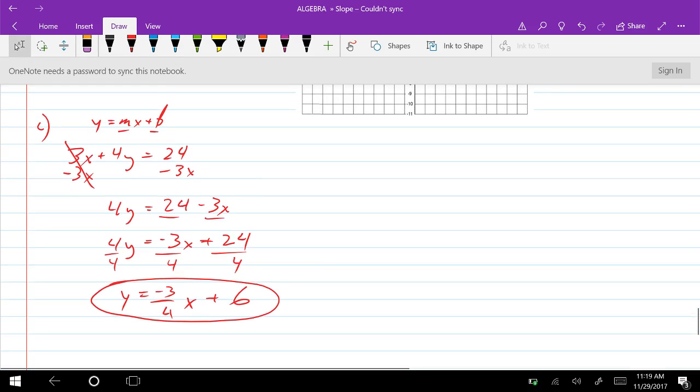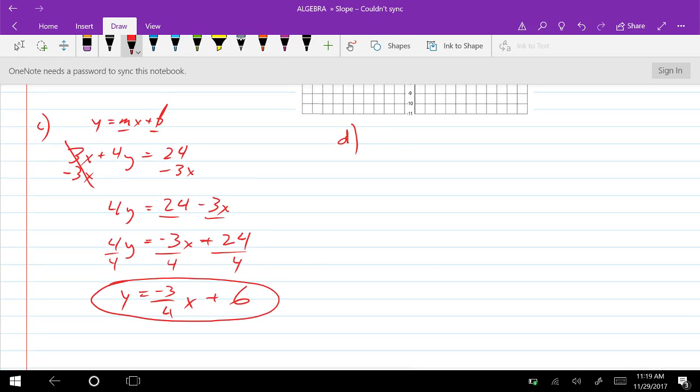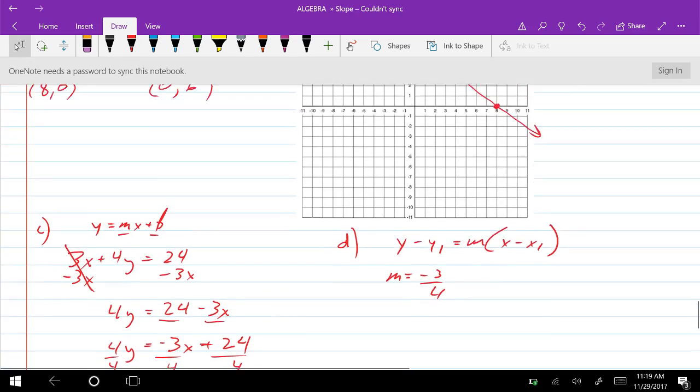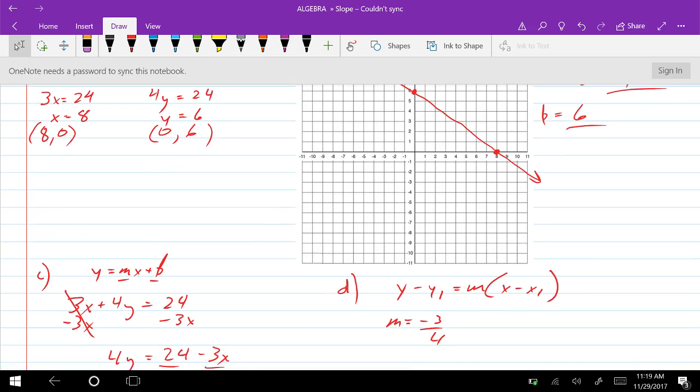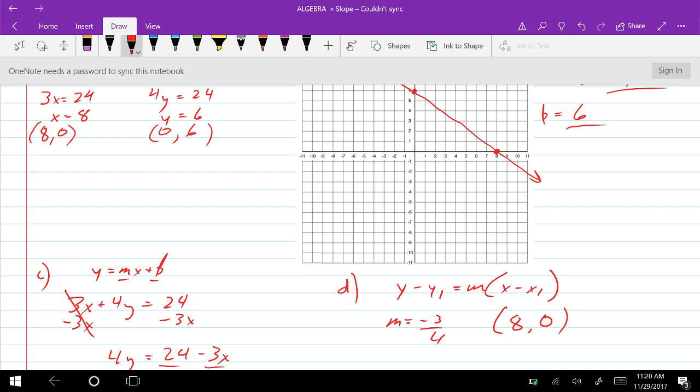I'm going to do part D right next to it. I need the point slope form. Point slope form is y minus y1 equals m times x minus x1. Now, I know my slope is negative 3 over 4. And then I need a point that it crosses through. Well, I already solved 2 points. They're the x-intercept and the y-intercept. So I'm going to just choose one of them and go with it. I know it goes through 8, 0. So that's what I'm going to use for my x1 and y1 in this equation.